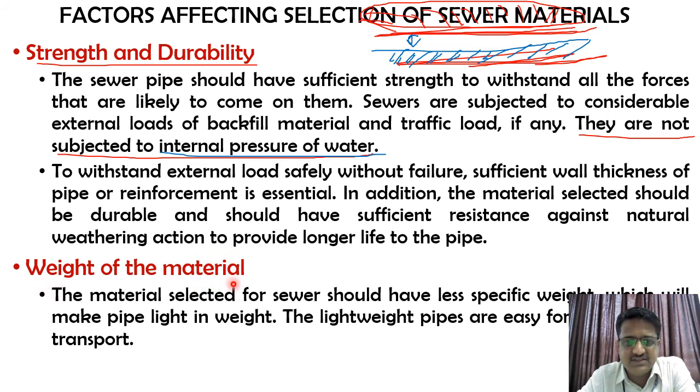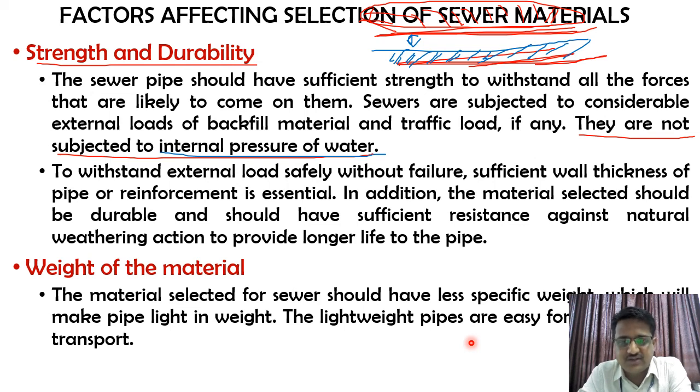Next is weight of the material. The material selected for the sewer should have less specific weight, which will make the pipe light in weight. Lightweight pipes are easy to handle and transport. So here, what they are trying to say is, the strength of that material is a different part, and the weight of that material is a different part. We have different materials where the weight might be less, but the strength of those materials is going to be much more.